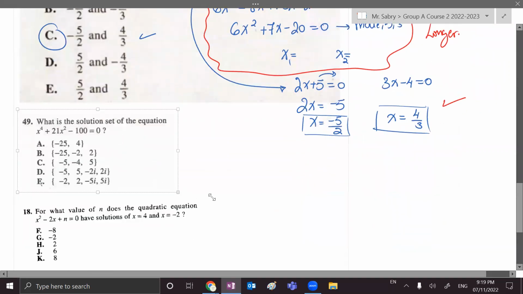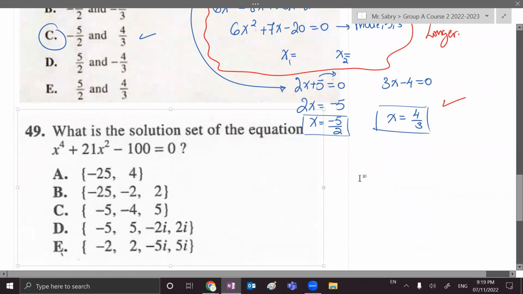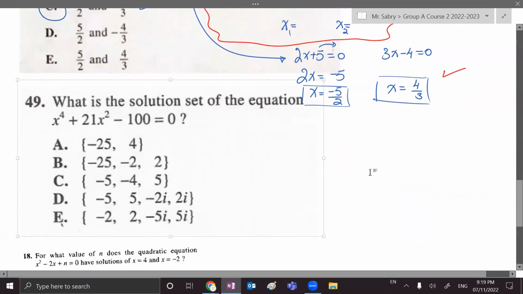So moving to number 49. What is the solution set of this? This is the type of question we were discussing. So you have here x to the power of 4 plus 21 minus 100. If you go and do this on a calculator على طول mode 5-3 as it is. What were the x values؟ معلش ممكن حد يقول لي؟ 4 و negative 25. Okay, واحدة ب 4 واحدة negative 25.